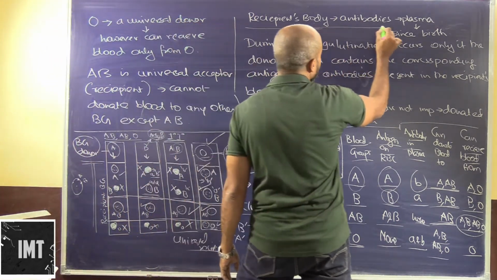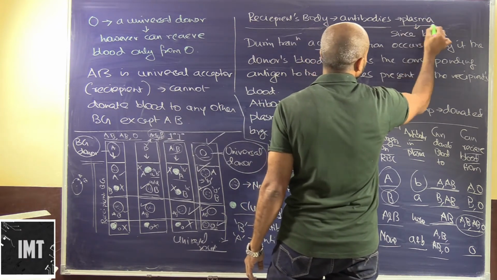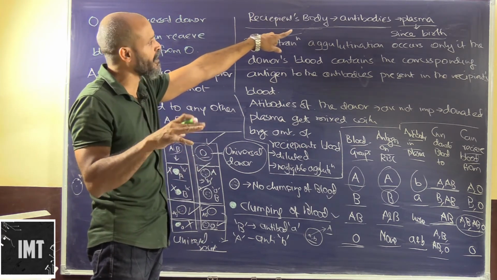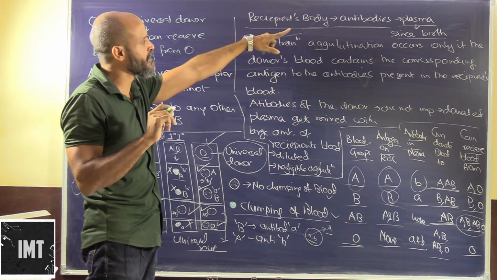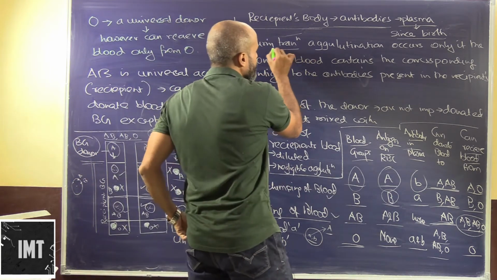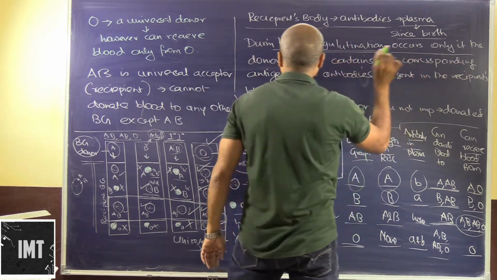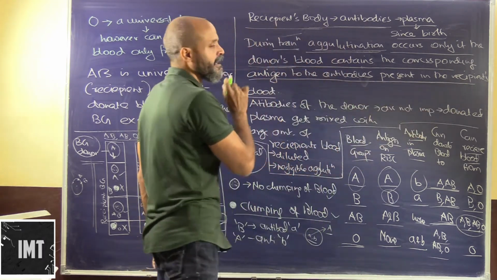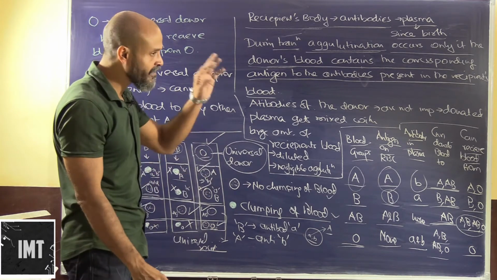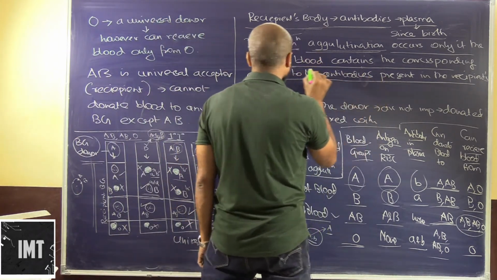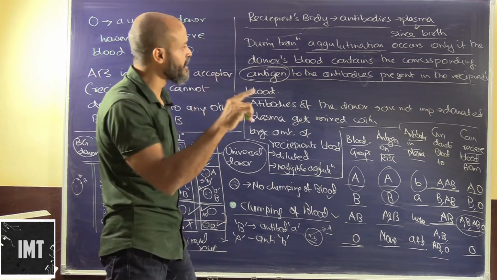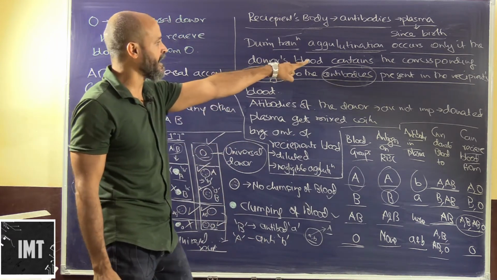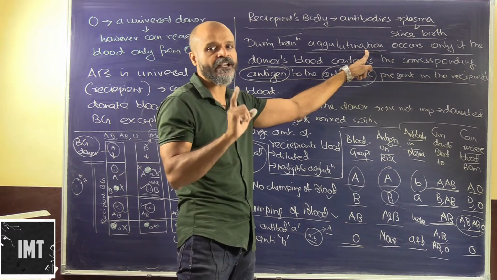The recipient's body basically has antibodies, and these are produced in the plasma since birth. So during transfusion, agglutination occurs only if the donor's blood contains the antigen corresponding to the antibodies present in the recipient's blood. It's not the other way around, and we will see why. If the donor's blood contains antigens corresponding to the antibodies present in the recipient's blood, then it will result in agglutination, which is very fatal.